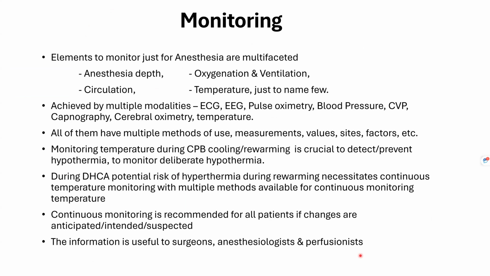Now, monitoring is a very crucial part of any surgery for that matter. But when it comes to deep hypothermic circulatory arrest, it becomes even more multifaceted, with so many things that you really need to look at, apart from the routinely looked at things like the anesthesia depth, oxygenation and ventilation, and circulation. You also need to monitor temperature, look at the brain activity, the cerebral oximetry, and the MEPs and SEPs that we see in the aortic section, because you want to preserve all the activities and make sure that they are fine.